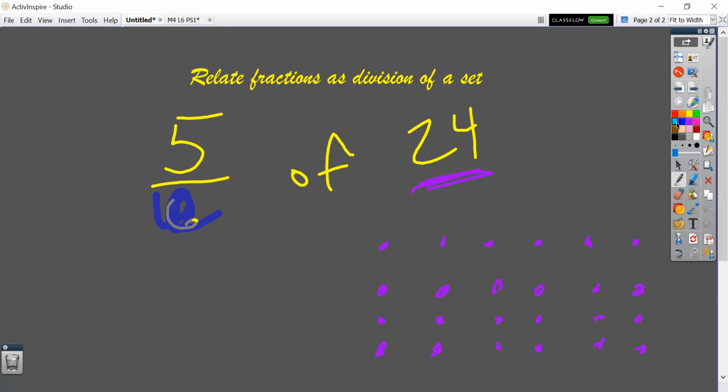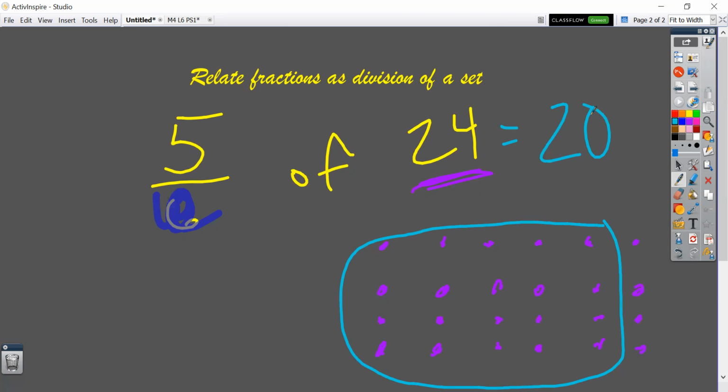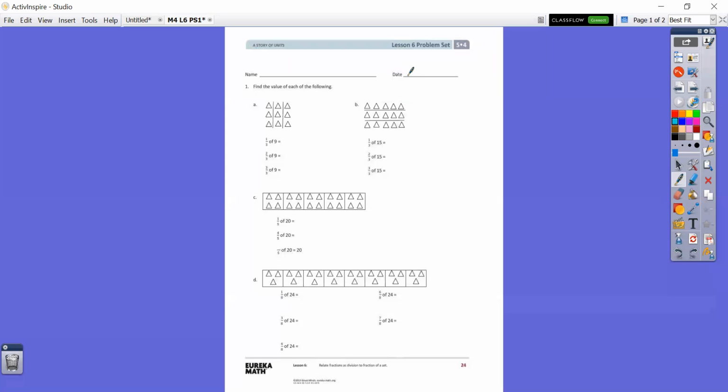Perfect. Now we're looking for 5/6 of those. We know that we've already set up 6 columns, so we're looking for 5 of those columns. Well, that's 5/6. So 5 groups of 4. That's 5 times 4, so this should equal 20. Awesome. Let's move on to our problem set and see what they're asking us to do there. All right, let me zoom in.